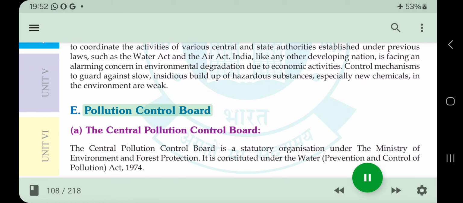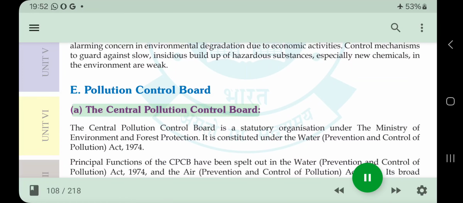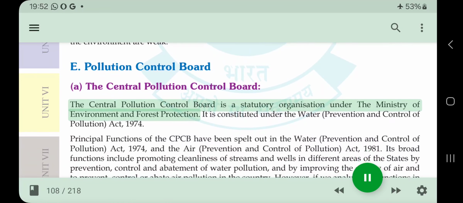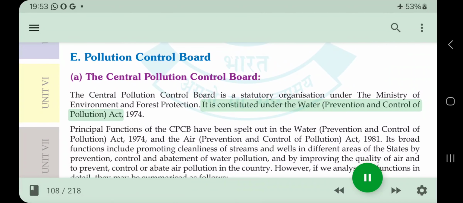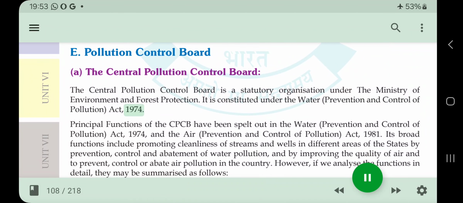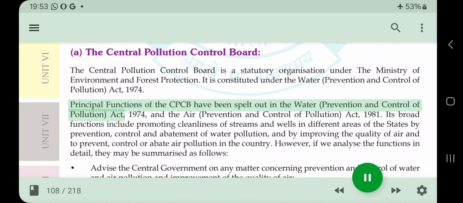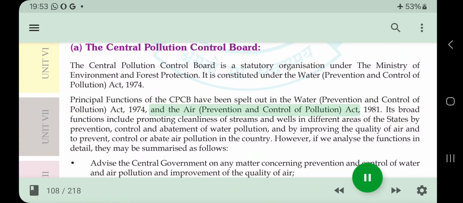E. Pollution Control Board. A. The Central Pollution Control Board. The Central Pollution Control Board is a statutory organization under the Ministry of Environment and Forest Protection. It is constituted under the Water, Prevention and Control of Pollution Act, 1974. Principal functions of the CPCB have been spelled out in the Water, Prevention and Control of Pollution Act, 1974, and the Air, Prevention and Control of Pollution Act, 1981.